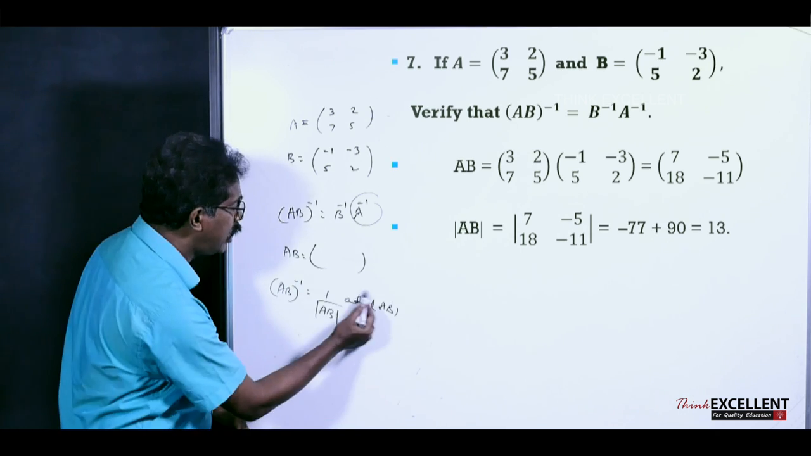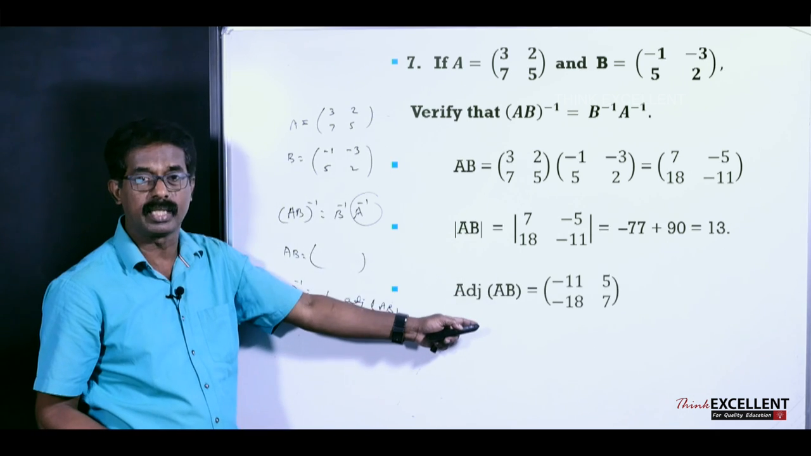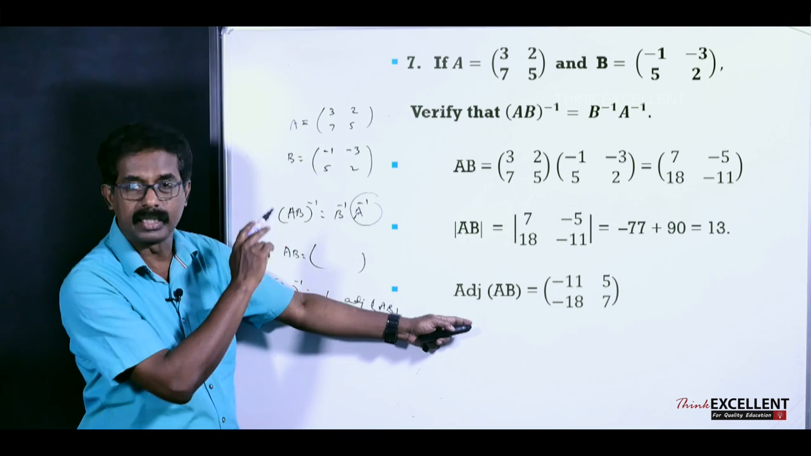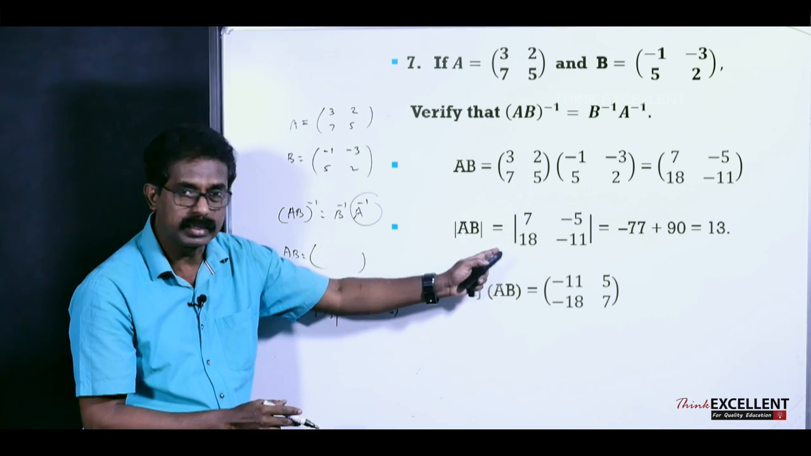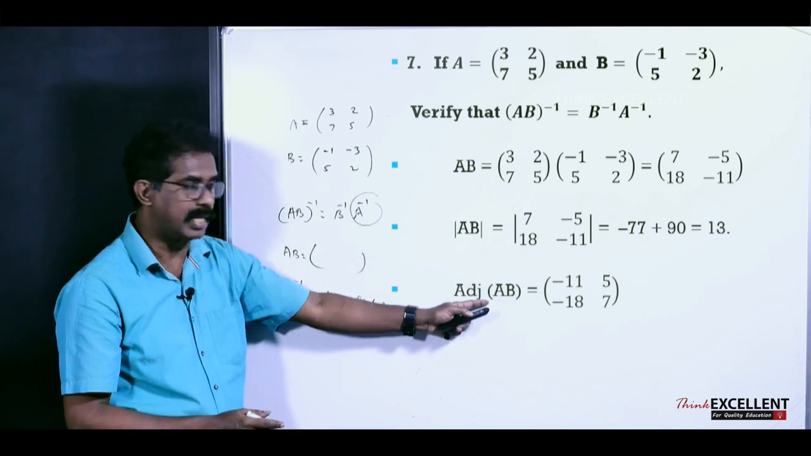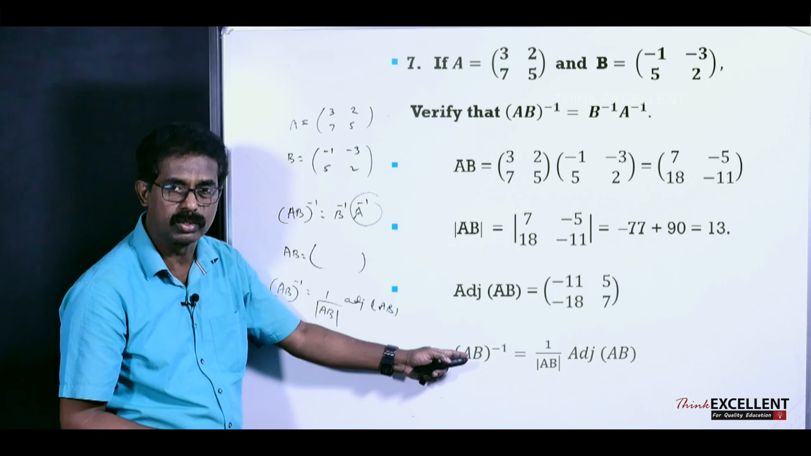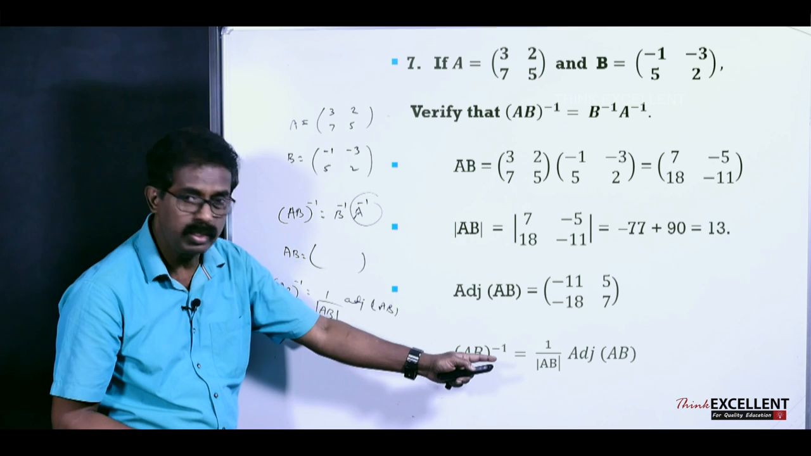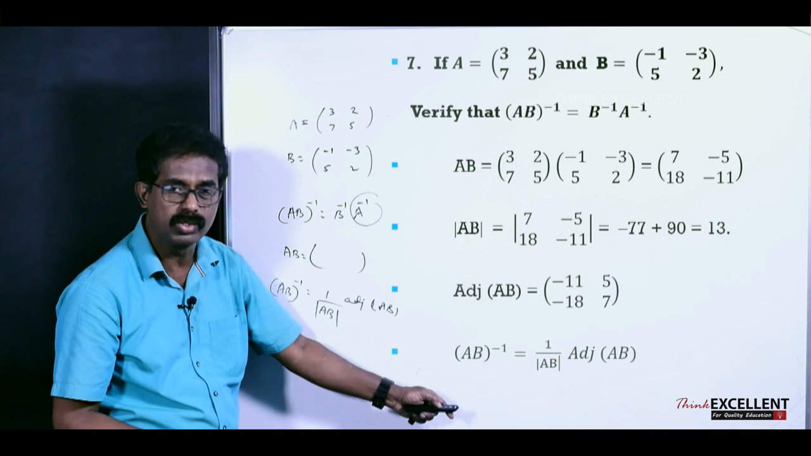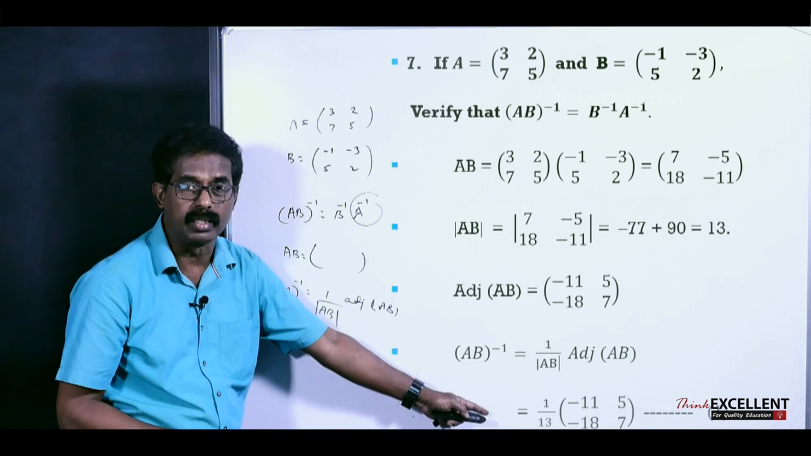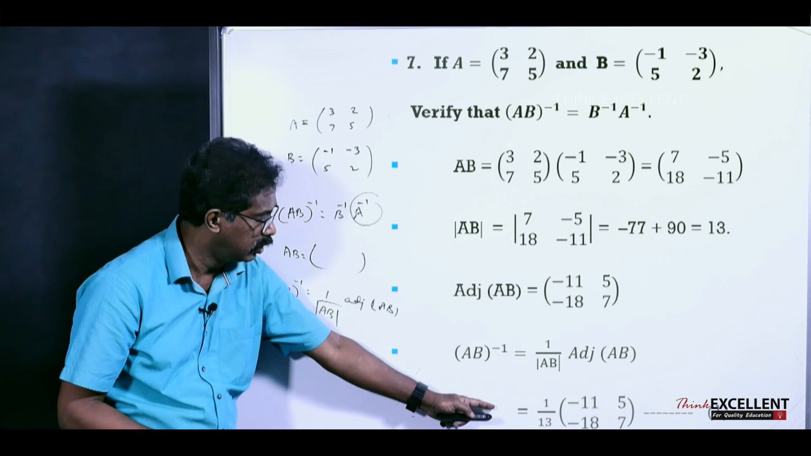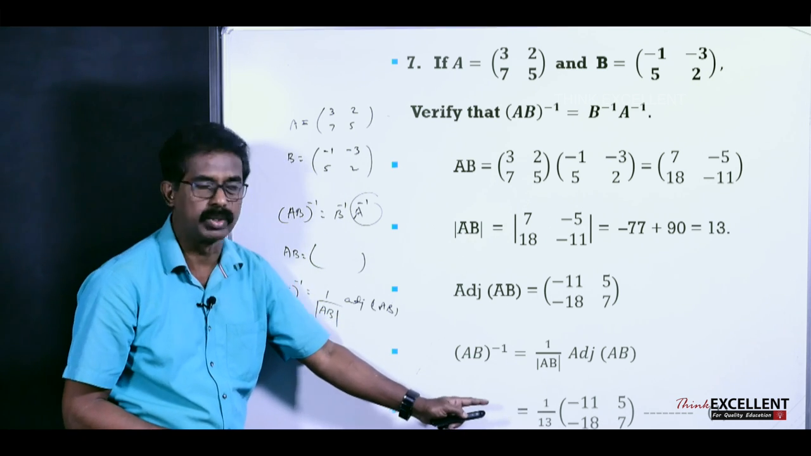Then you want adjoint AB. It's a 2 by 2 only. So for adjoint AB, you interchange the principal diagonal, and for the other two elements you change the sign. Then AB inverse, what's the formula? AB inverse is equal to 1 by determinant AB into adjoint AB, right? Substitute the values. 1 by determinant AB is what? 13. Already got it there. So 1 by 13 into adjoint. That is equation number 1.